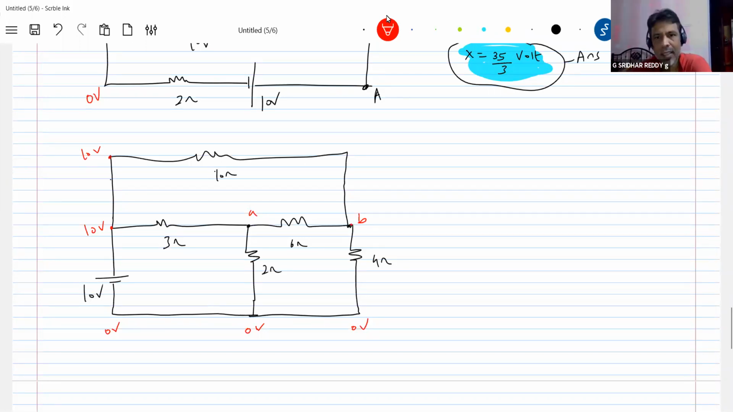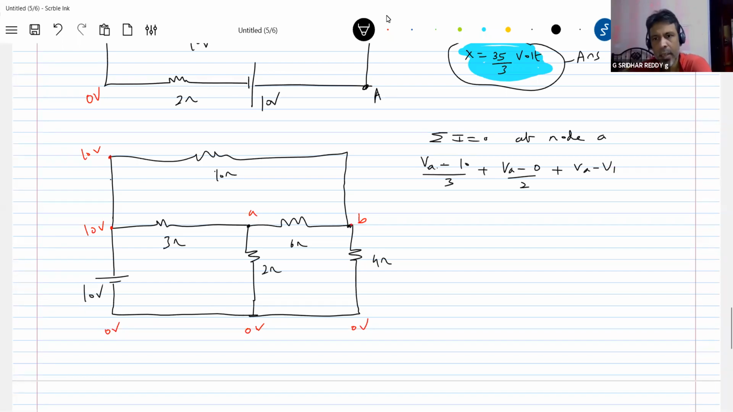So first applying KCL at node A, summation of currents. So this will be, if you want, better write VA. So this will be (VA minus 10) by 3, plus (VA minus 0) by 2, plus (VA minus VB) by 6 equal to 0. VA (1 by 3 plus 1 by 2 plus 1 by 6) minus VB by 6 equal to 10 by 3. Okay, we'll get one equation from here.